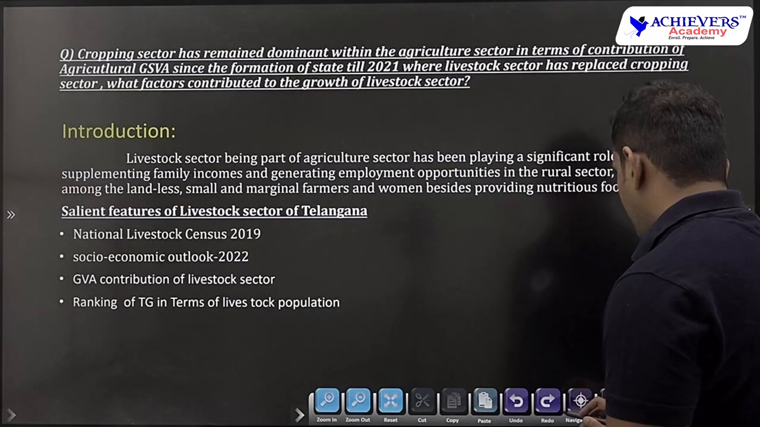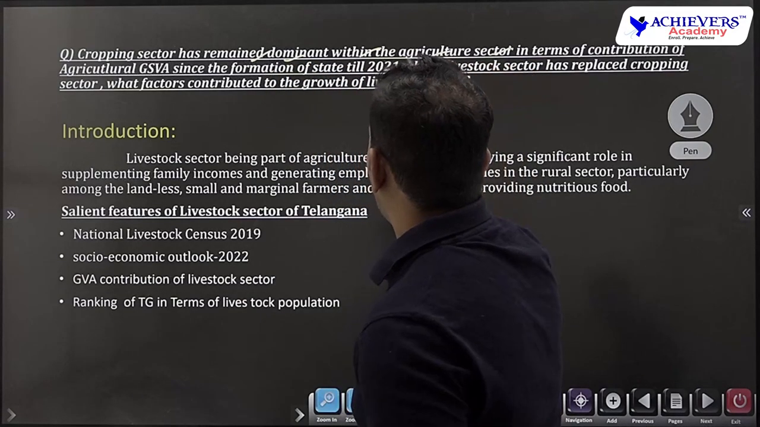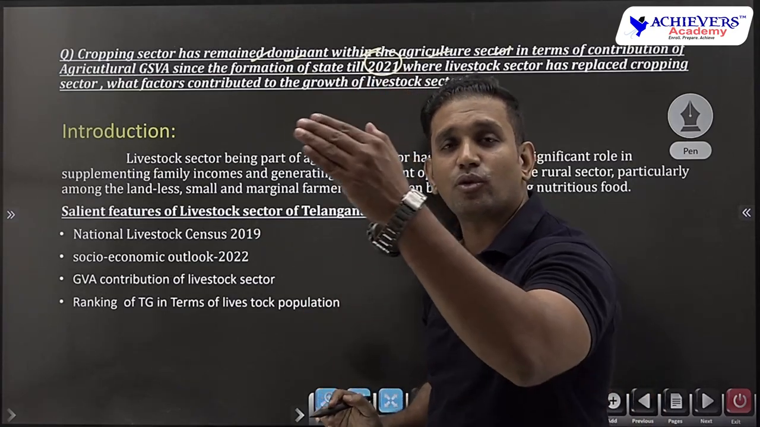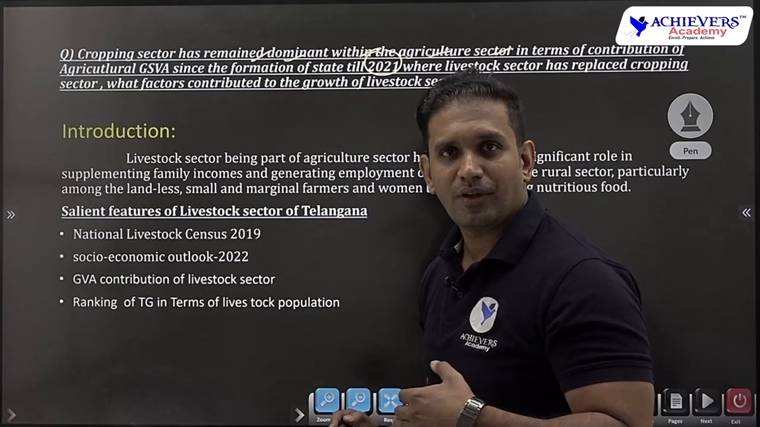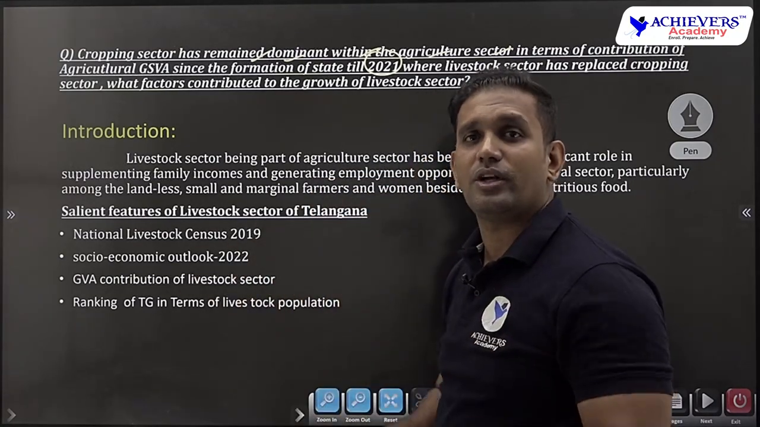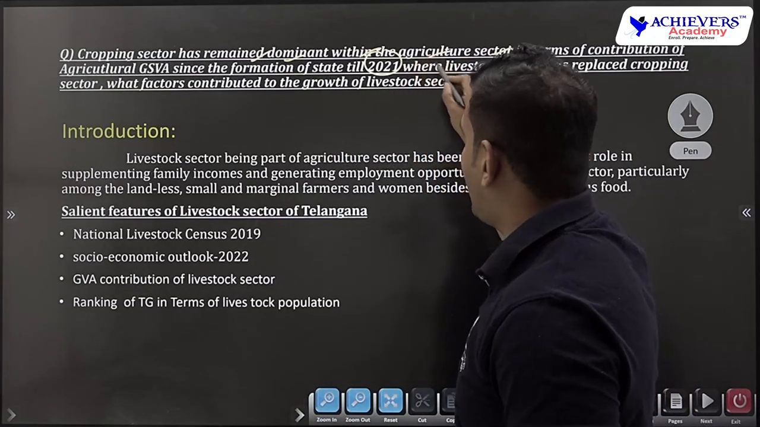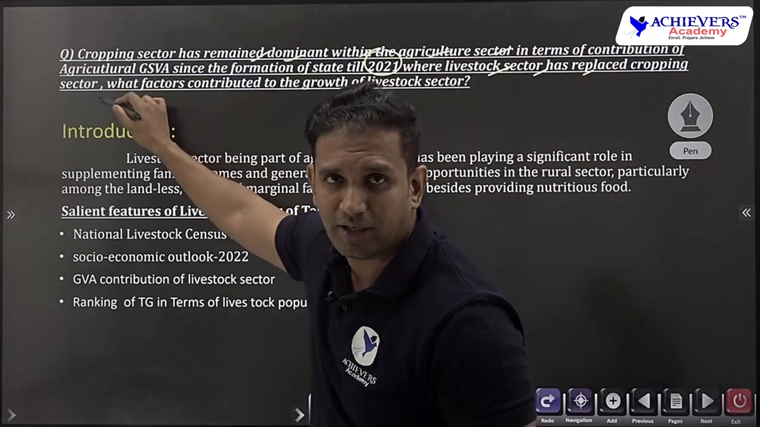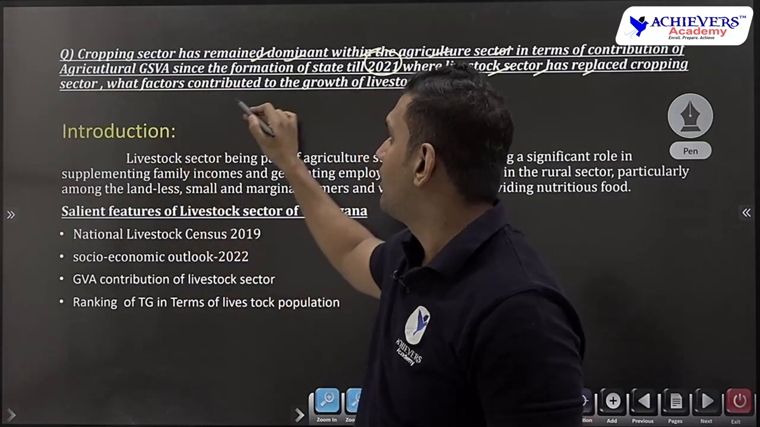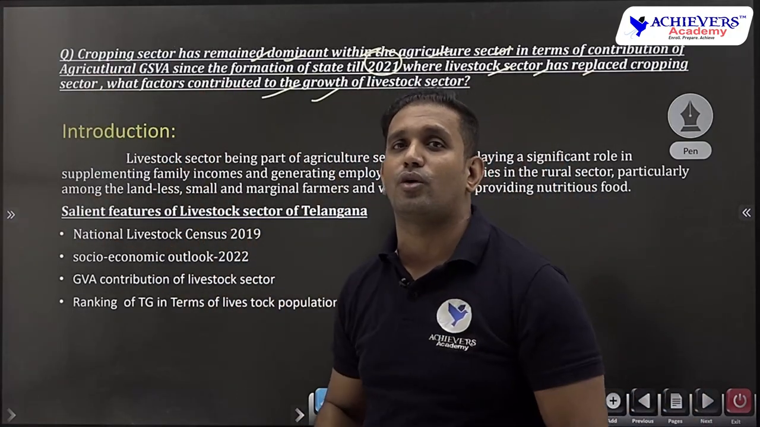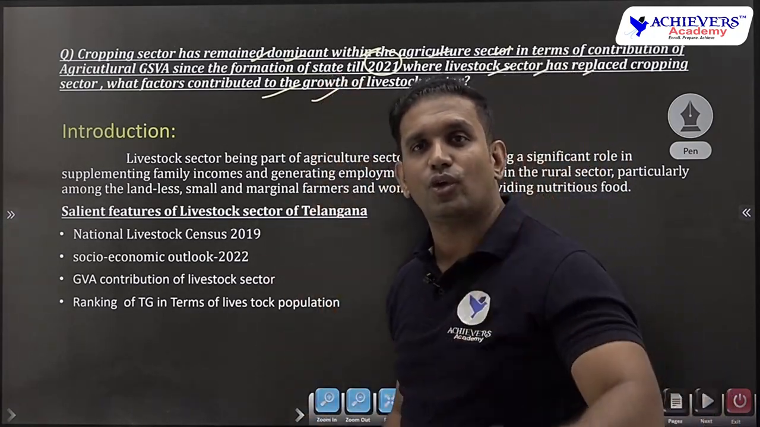See, the cropping sector has remained dominant within the agriculture sector till 2021, means from 2014 to 2021 the cropping sector only dominated. Within agriculture GSVA, the cropping sector was contributing the highest till 2021, after which the livestock sector has replaced the cropping sector as the dominant sector under the agriculture allied sector. What are the contributions that led to the growth of this livestock sector? Like that, very tricky questions will come.